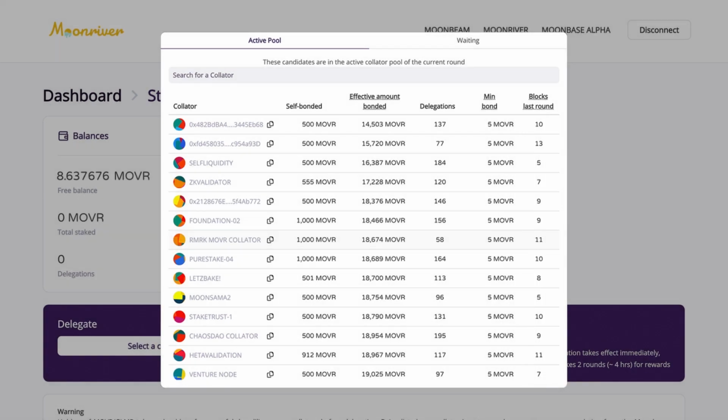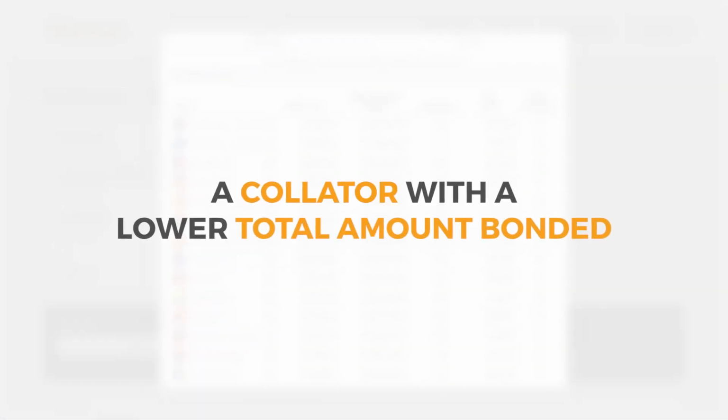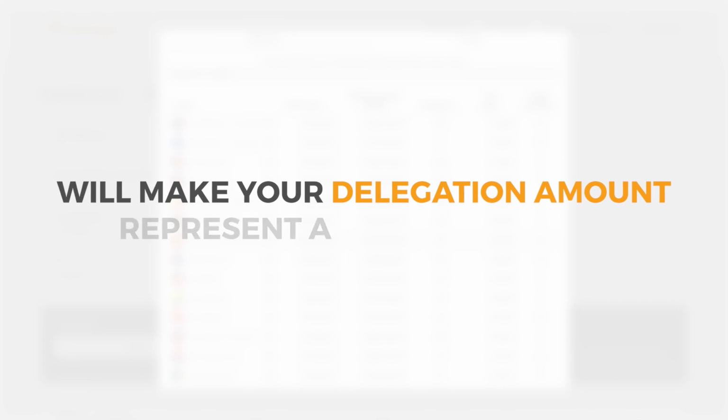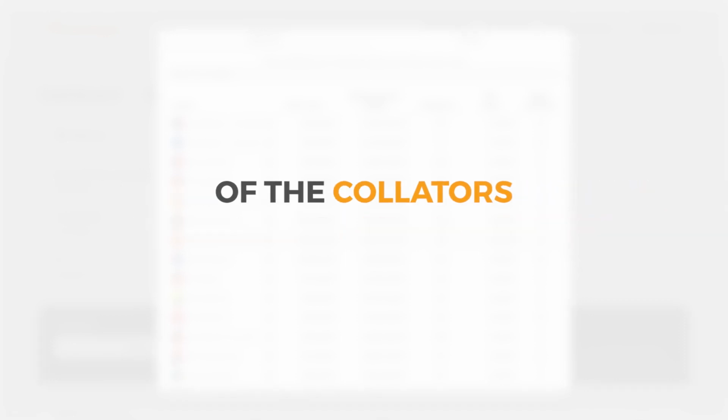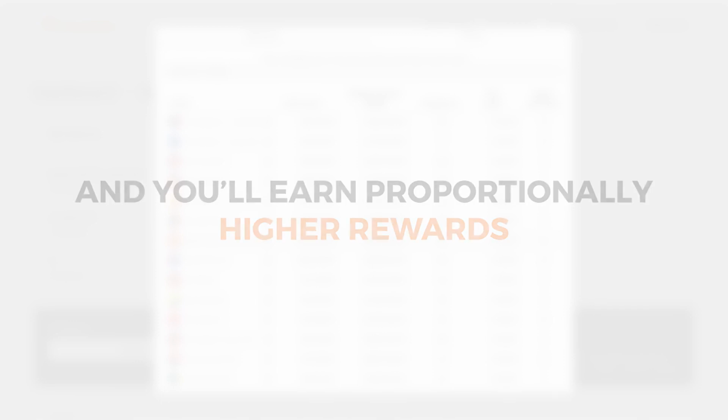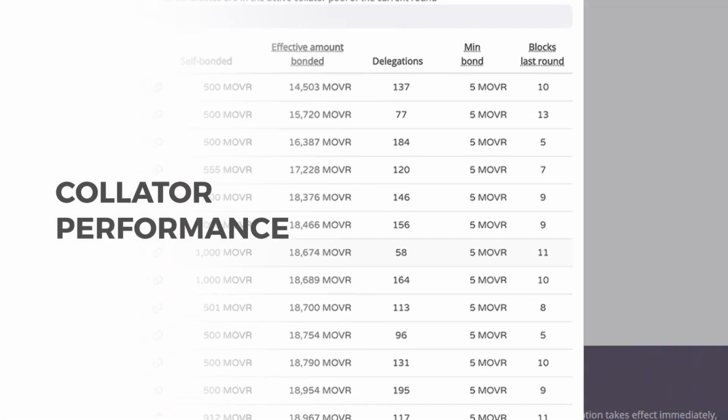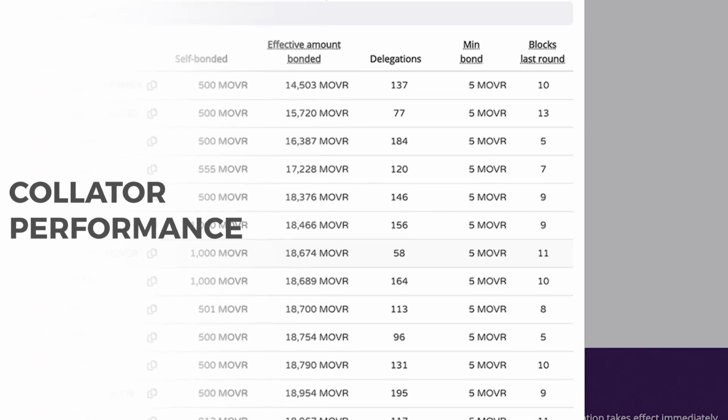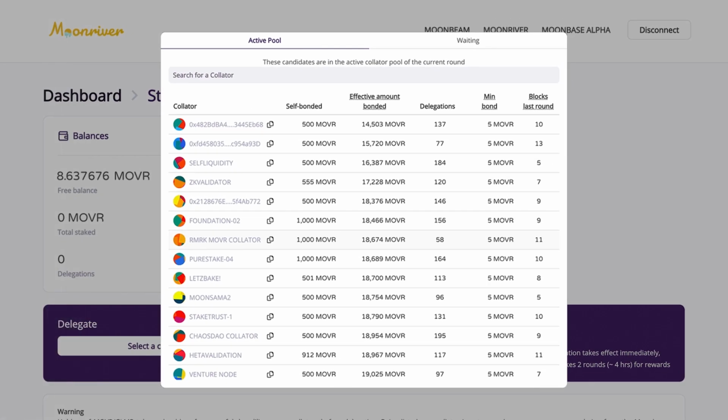There are a couple of things to keep in mind when selecting a collator. A collator with a lower total amount bonded will make your delegation amount represent a larger portion of the collator's total stake, and you will earn proportionally higher rewards. You will also need to consider collator performance by reviewing the number of blocks each collator produced in the last round. In the description, I'll also leave a link to the collator leaderboard on Moonscan for you to check out.